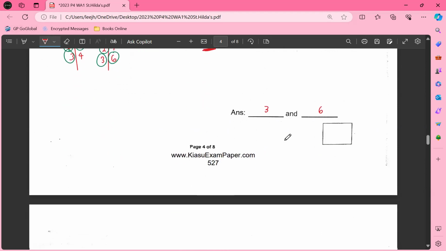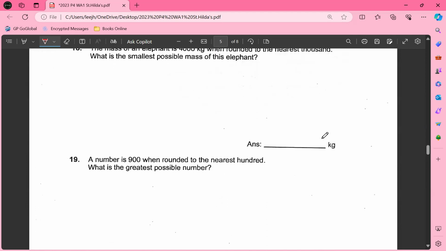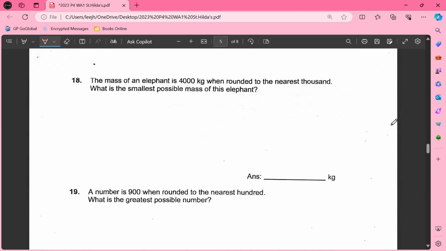Okay, question 18. Rounding off. The mass of an elephant is 4,000 kg when rounded to the nearest thousand. What is the smallest possible mass of this elephant? So when it's rounding off, I would strongly advise students to draw a number line. Okay, so I'm going to draw a number line. By now, you should know that the rounded value must be in the middle. So this is 4,000. Sorry, I'll just write it nicer.